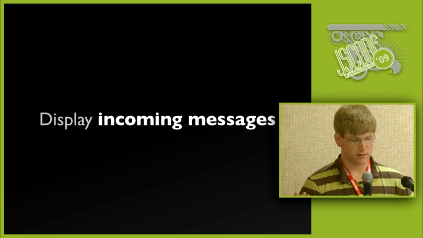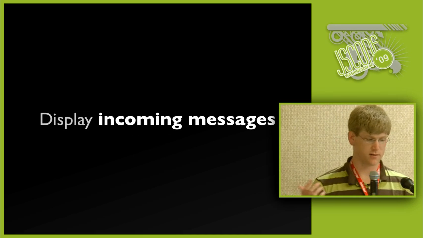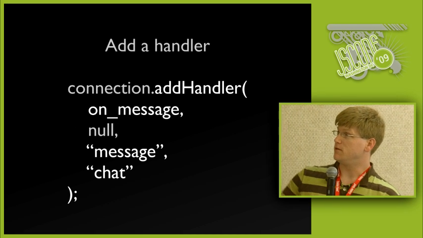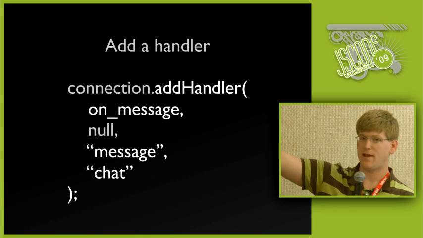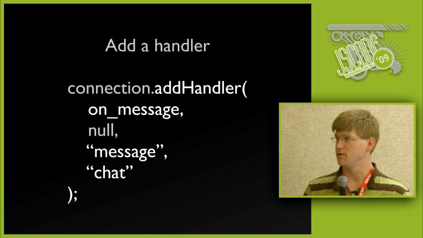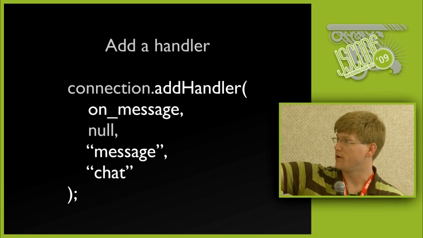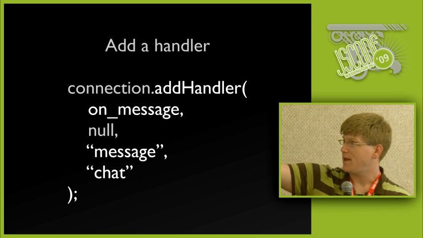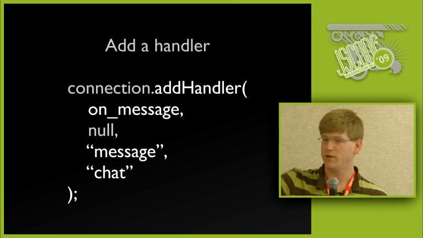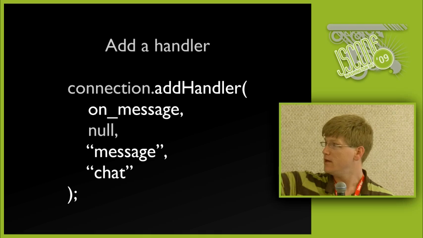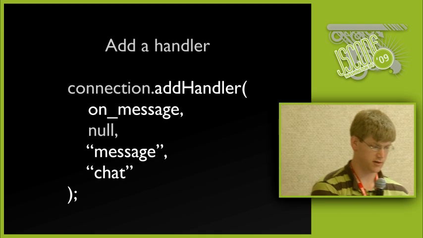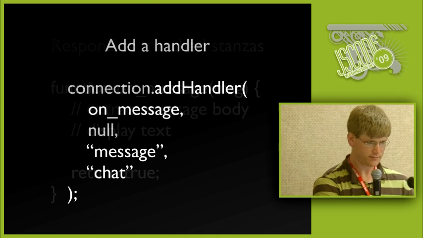If you have stanza events, that means that you call this function add handler, and you tell it what kind of stanzas you're looking for. So here we're looking for a message stanza of type chat, and whenever the connection sees one of those, it's going to call onMessage, which is just a callback function.